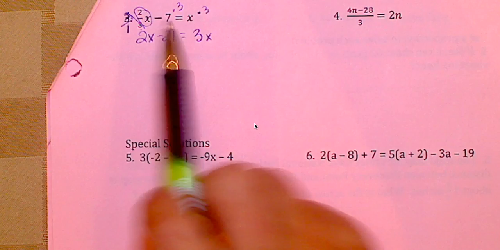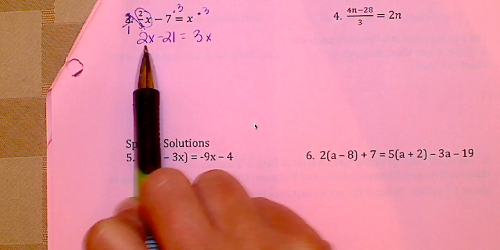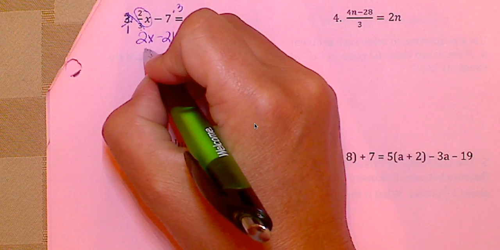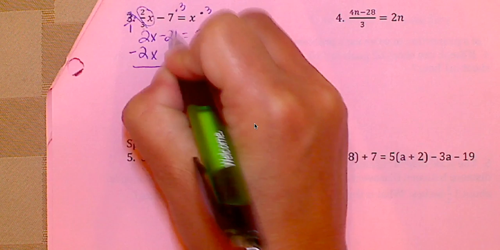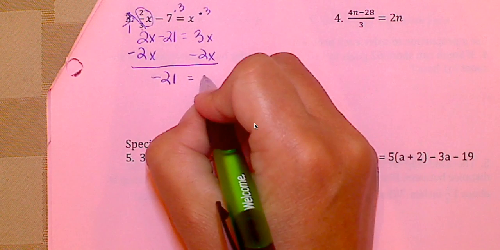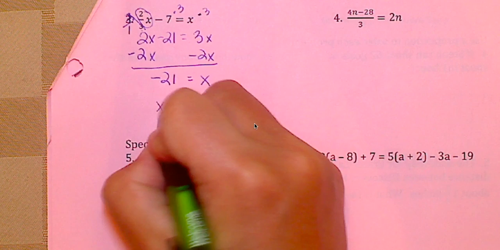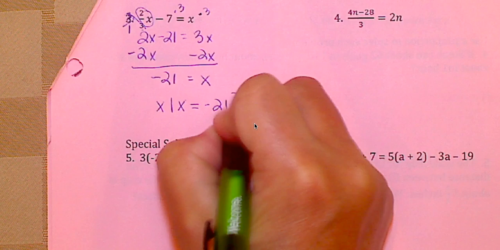Next, we want to make sure we have the left side and the right side simplified, which we do. There's nothing else we can do. So we want to move the smaller variable, which is going to be the 2x. So we subtract 2x from both sides. We get negative 21. And 3x minus 2x does give us 1x, but we can just write x. And therefore x equals negative 21.